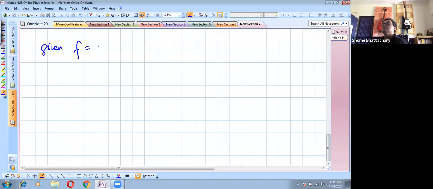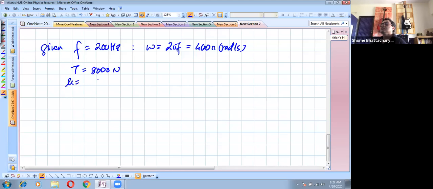given the frequency is 200 hertz, so omega is equal to 2 pi f or 400 pi radians per second. Given your tension in the string is 8,000 newtons and linear mass density is 2 gram per centimeter, that is 0.2 kg per meter.